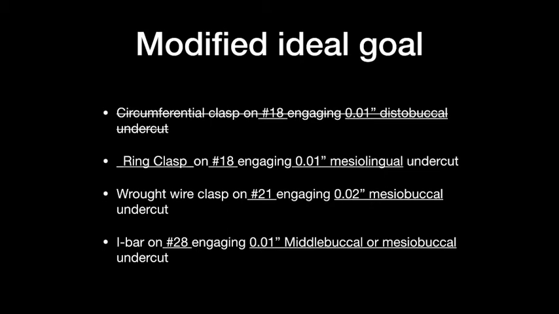So how do you modify it? If you use the mesiolingual undercut, then you have to change your clasp design. When you check your KISS principle, you will have 4 different classes. You can choose. And when you have a mesiolingual undercut, this one will use the ring clasp. When you have this, the other 2 still can follow the original ideal goal.